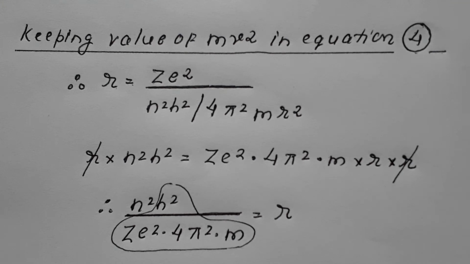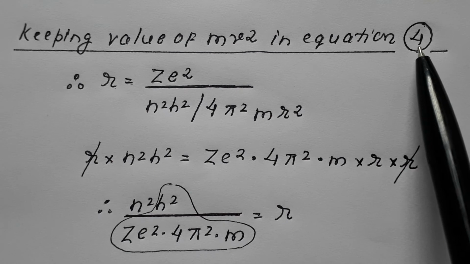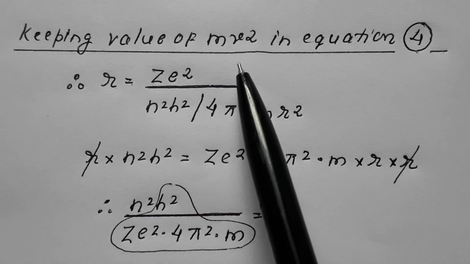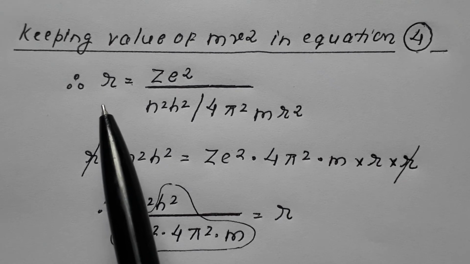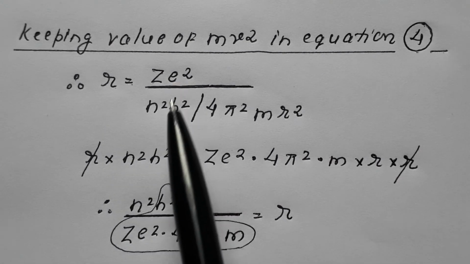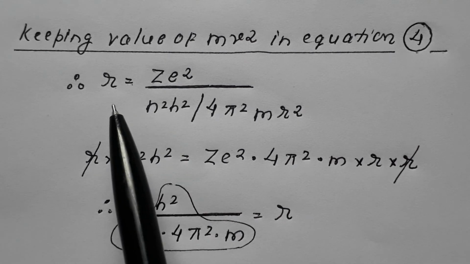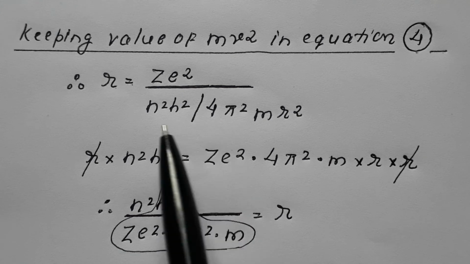Now if I keep the value of mv square in equation number 4, it becomes... So what is equation 4? Equation 4 is r is equal to ze square upon mv square. And what is the value of mv square?